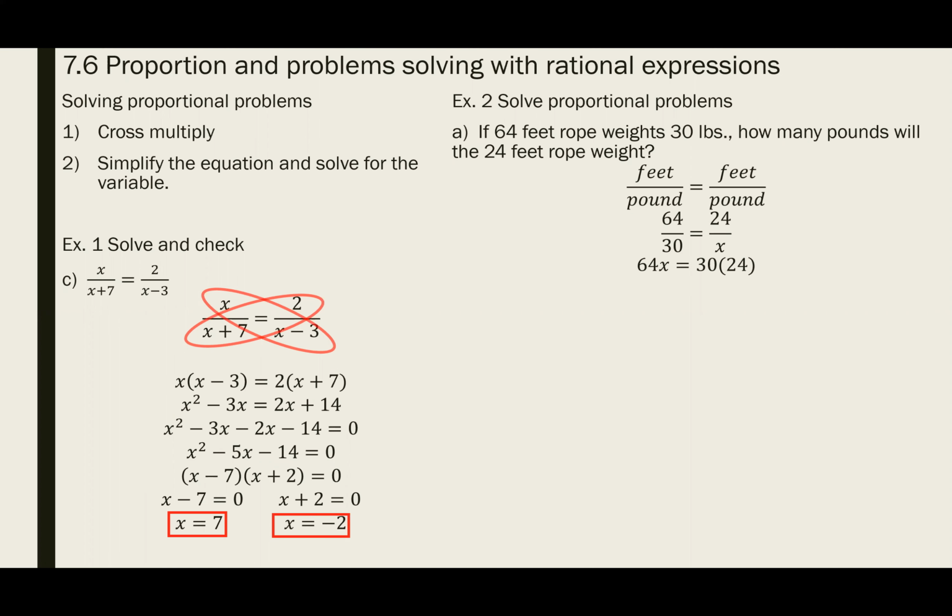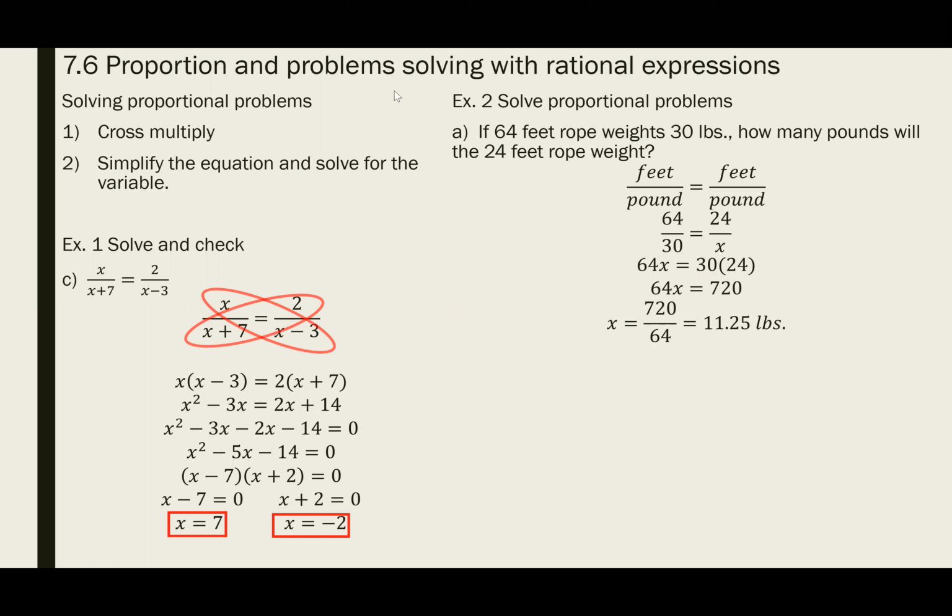And if you see that this is a proportion, then all I need to do is cross multiply. Because they are proportional, I can cross multiply like that to give me 64 times X and 30 times 24. So I have 64 times X, and hopefully you see that 30 times 24 is equal to 720. Then you divide, and X is roughly equal to 11.25 pounds. So that's one way to do it.